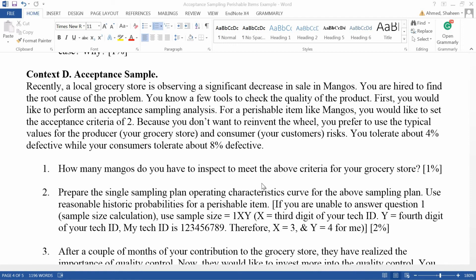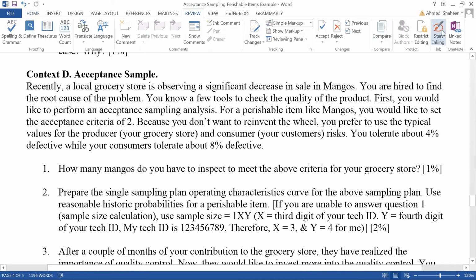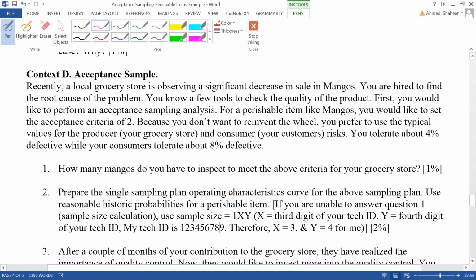This example for acceptance sampling is, I would say, the exact opposite of the zero defect policy. Now you can see this one is talking about a perishable item like mangoes. So you cannot really have a practical zero defect policy for mango. They are perishable, they go bad easily.